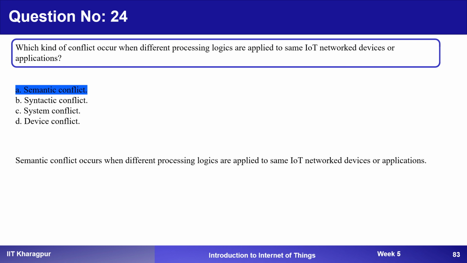So semantic conflict occurs when different processing logics are applied to same IoT network devices or application. Semantic conflict basically means the message logic is not understandable. The meaning of the message is not understandable by the different devices.